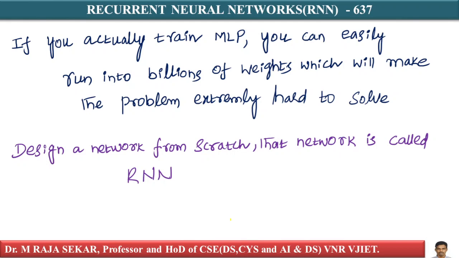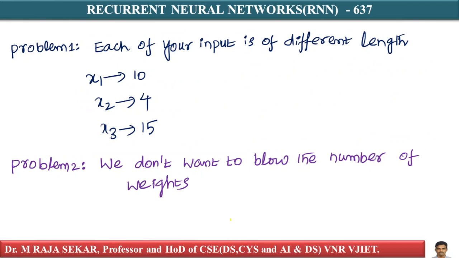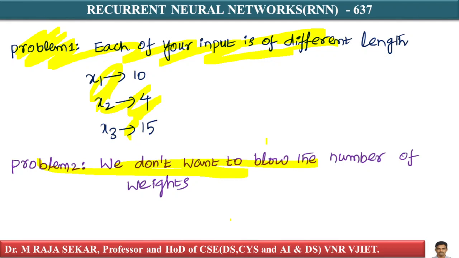There are two problems. Just try to recall how many problems there are. There are two problems here. First, each input is of different length. This is my first problem. Second, you don't want to blow up the number of weights. If you have more weights, it is difficult to train, isn't it? You don't want to unnecessarily make the network too hard to train.